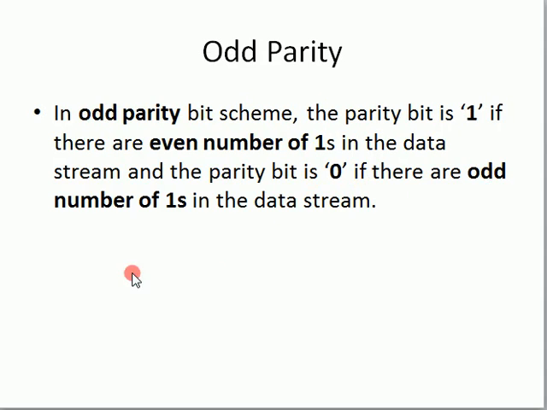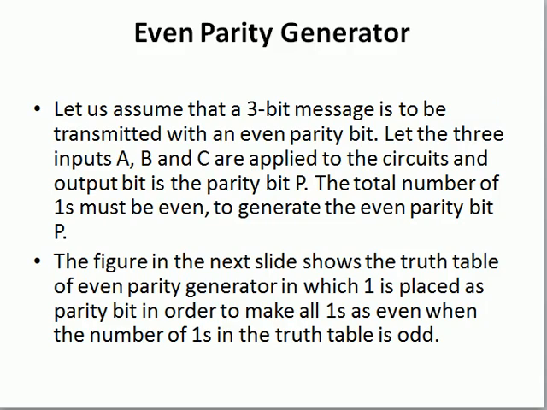Now in the odd parity bit scheme, the parity bit is 1 if there are an even number of ones in the data stream, and the parity bit is 0 if there are an odd number of ones in the data stream. So what is the even parity generator? In this topic we will see how we can make an even parity generator.